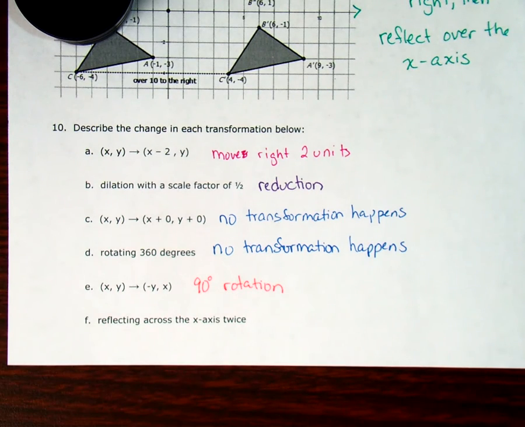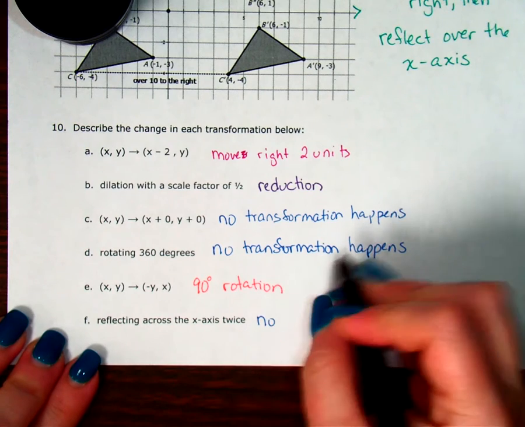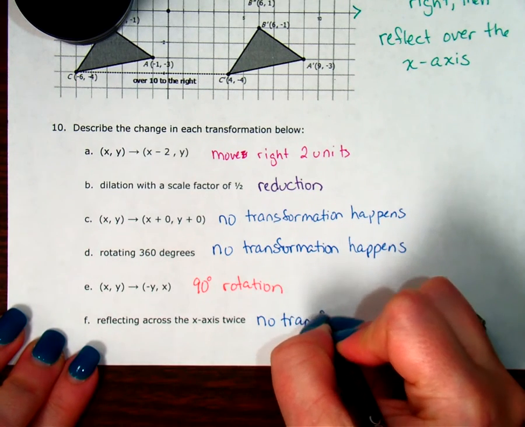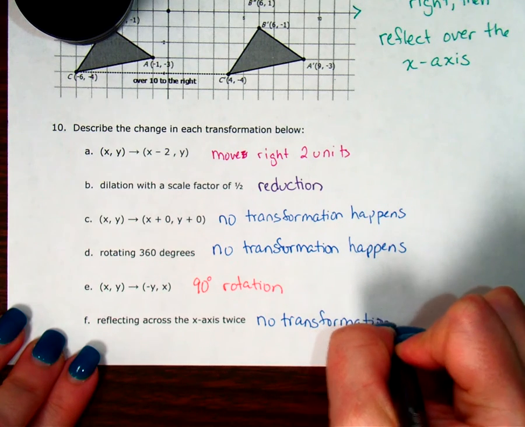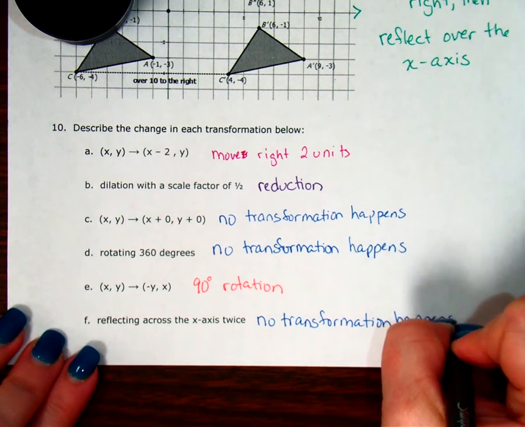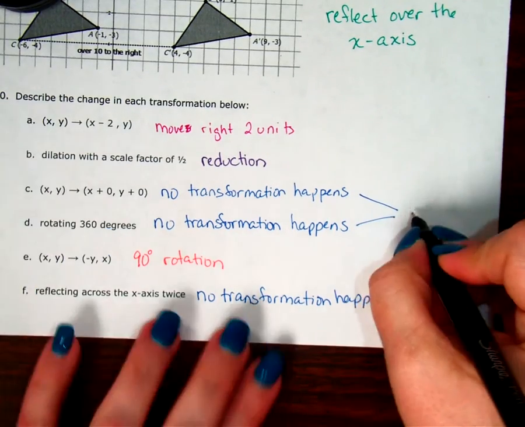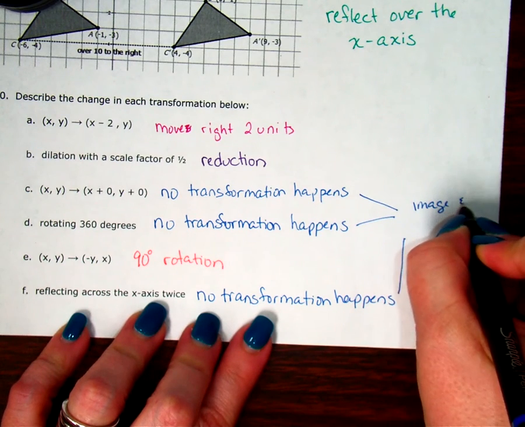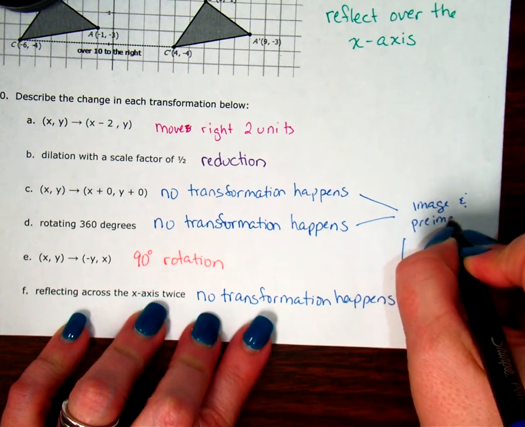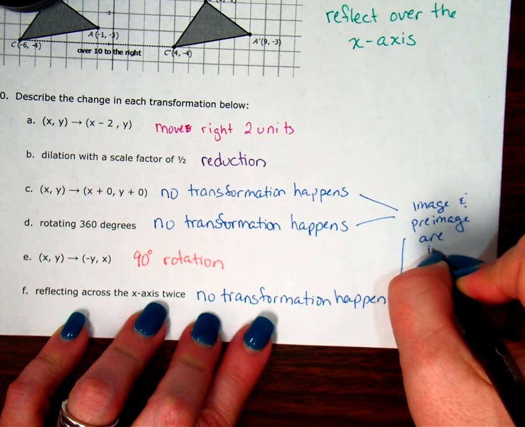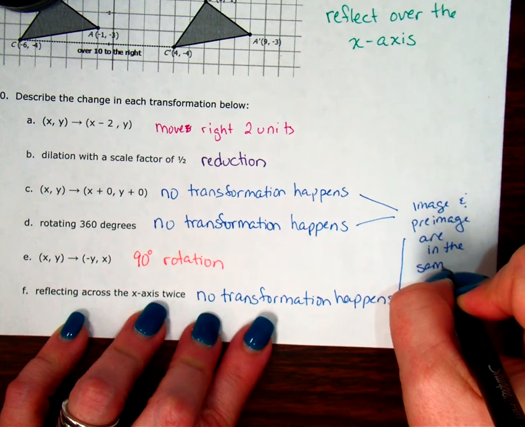Okay? And then what happens if you reflect across the x-axis twice? Well, if you reflect once, it moves you to the other side. And if you reflect across that same axis again, it's going to move you right back to where you were. So again, no transformation happens. You end up right back where you were. Okay, so on these three, your image and the pre-image are in the same locations.